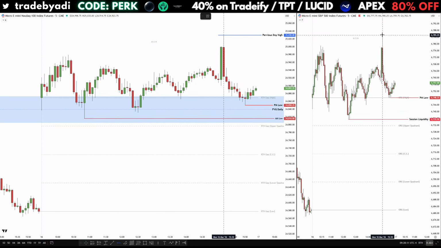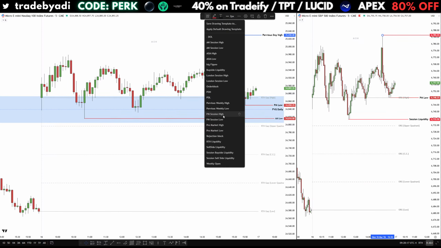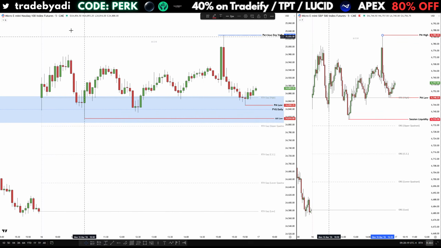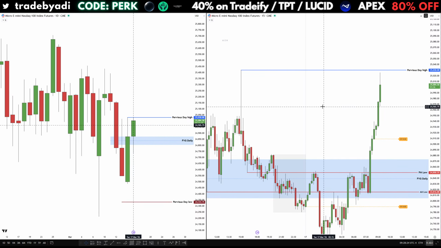The high we are going to look at on ES is going to be yesterday's PM session high. This is the highest draw on liquidity you can ever have. Now we will just wait and see how the market is going to form.